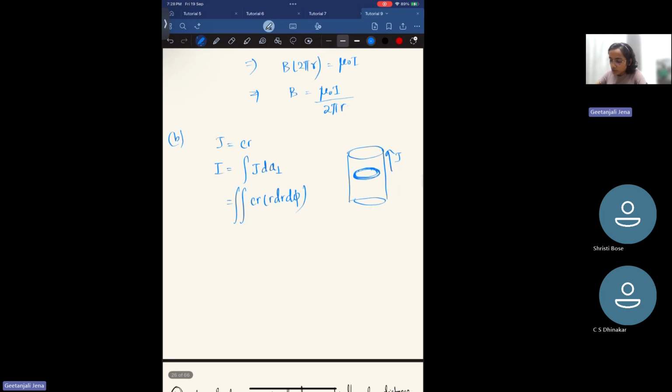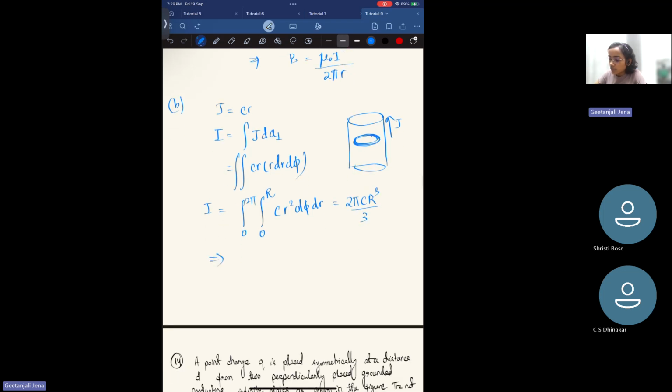The total current I is given. So if you put it, phi limit is from 0 to 2 pi, r is from 0 to capital R, the integral of C r square dr d phi. This is 2 pi C R cube by 3. So the value of this constant is C equals 3I by 2 pi R cube. So J is 3I by 2 pi R cube times r.